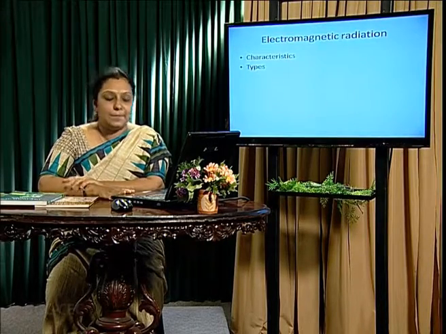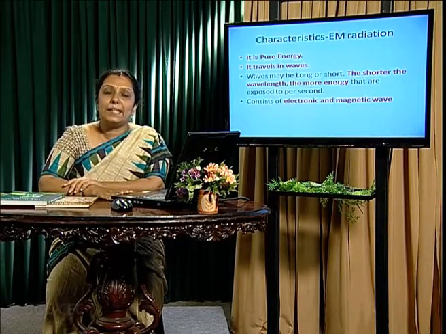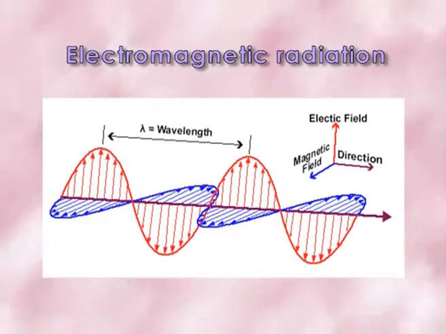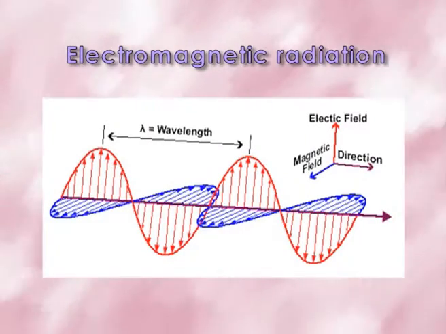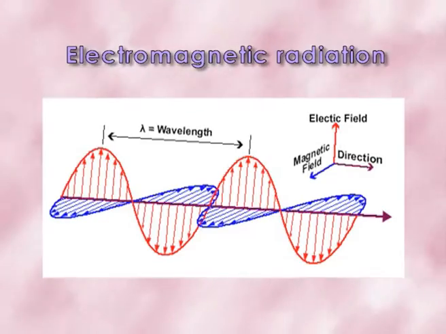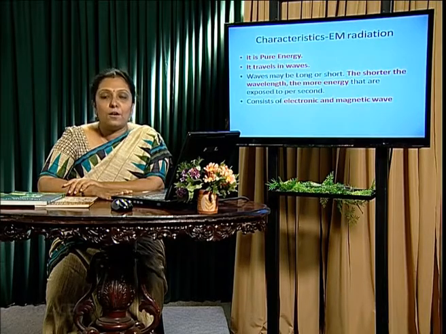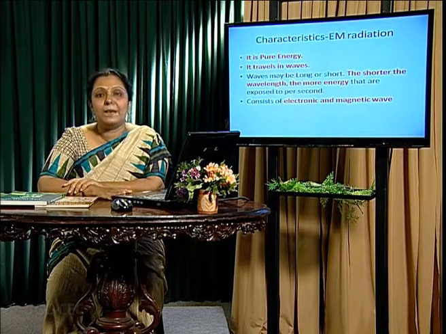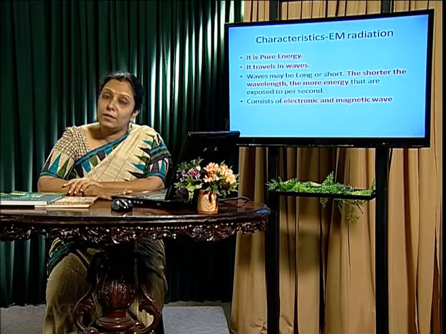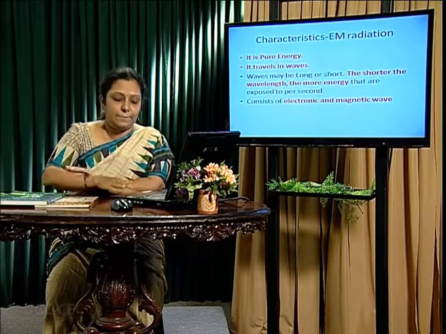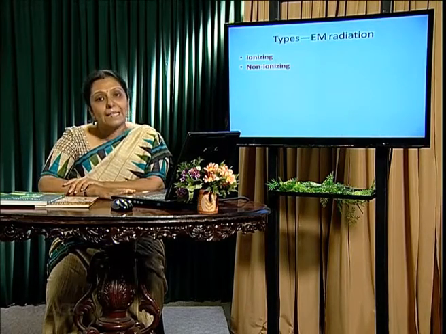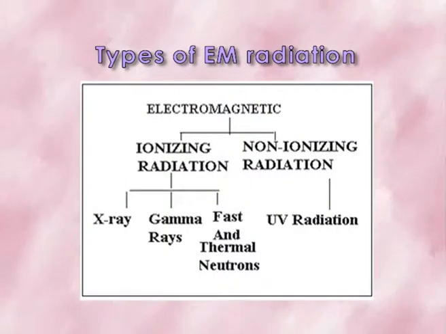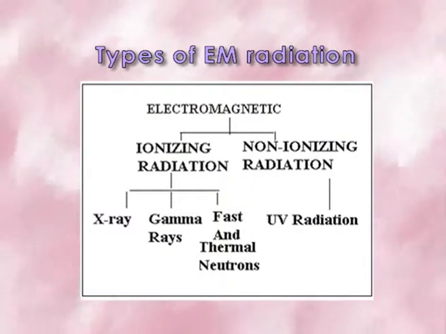Characteristics and types. As characteristics, we can say electromagnetic radiation is a form of energy. It propagates via waves. Waves may be longer or shorter. Shorter wavelength contains higher energy. And we can find here, in the case of electromagnetic radiation, it is an electric wave as well as a magnetic wave. Now, types: mainly they are ionizing and non-ionizing.